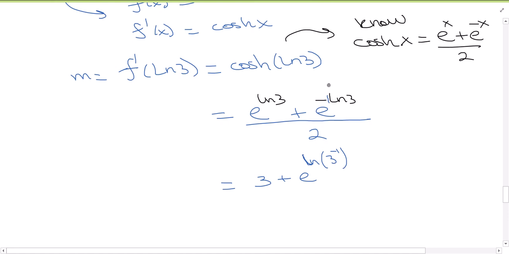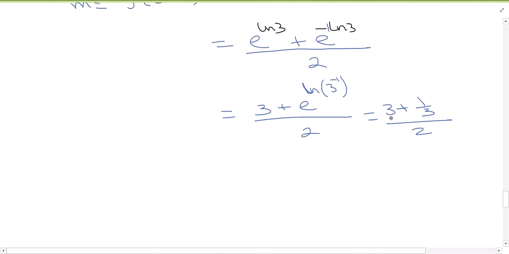So this negative 1, I can bring it as an exponent. So an exponent on 3 over 2. So now I can simplify it. So this is 3 plus 3 to the minus 1, which is 1/3, over 2. And you can get a common denominator here. Common denominator is 3, so what's this?